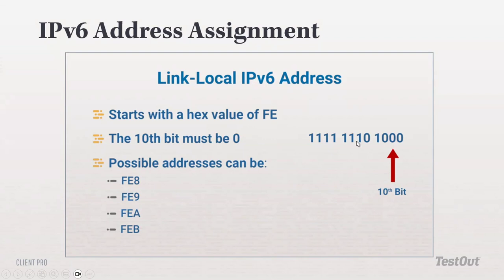Okay, so again, the 1, 2, 3, 4 ones right here, that's your F. And then 1, 2, 3, and then 0, that's your E. Okay, and then a number that follows. So this would be 8, for example. Okay, and again, the 10th bit right here must be a 0.